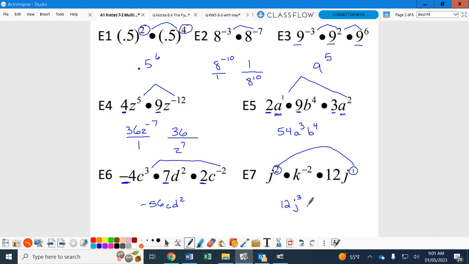And then the K to the negative 2 is going to go right here. The only problem with that is we cannot leave negative exponents in our answers. Because of that, we've got to put a fraction bar. We've got to draw a new fraction bar. The 12 is not going to go anywhere because the 12 has no exponent on it. It actually has a 1, but we don't show it. The J has a positive exponent, so we are going to leave it on the top. The K has a negative exponent, so it is going to move to the bottom.